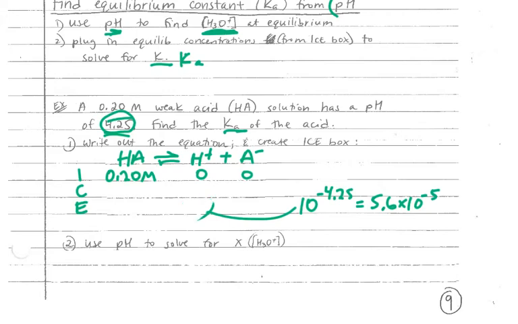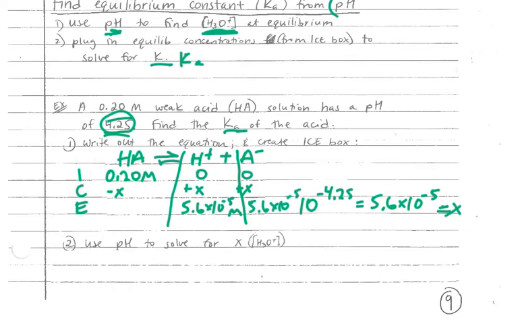So that is our concentration here of hydronium at equilibrium, 5.6 times 10 to the negative 5 molar. In other words, this is our X. So this was down by X, and this is plus X and plus X. This is our X value. So that means that the concentration of A minus is also 5.6 times 10 to the negative 5th at equilibrium.